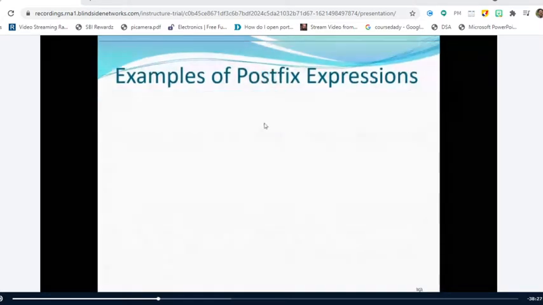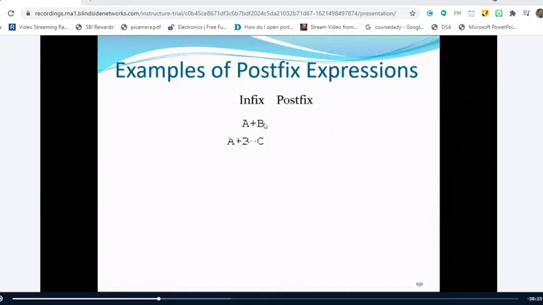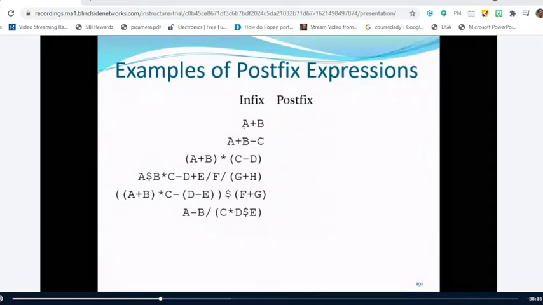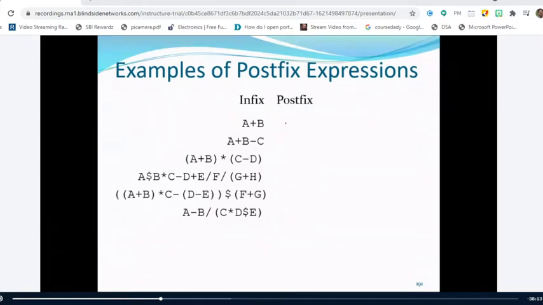Now let us practice how to convert the infix to postfix. The same method you have to follow, but the operators have to be placed after the operands, right? Now tell me, what is the postfix expression for a plus b? AB plus. Okay. What about a plus b minus c? AB plus C minus, right?